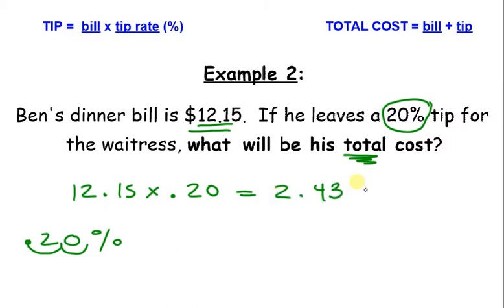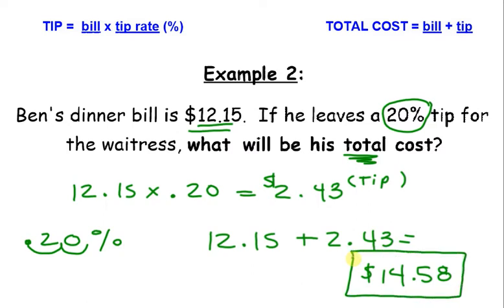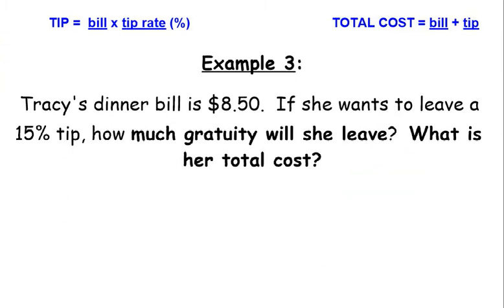So the tip, and I'll put T here for tip, the tip is going to be $2.43, but that's not what the question says. The question says, what is Ben's total cost? So I'm going to take the original bill, 12.15, and I'm going to add the tip to it, 2.43. And when you add those two together, you're going to get a grand total of $14.58. And there is no need to round here because we are rounded to the hundredths place already. Okay? All right, example number 3.